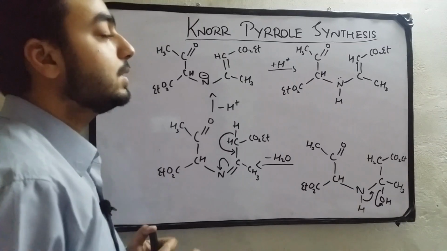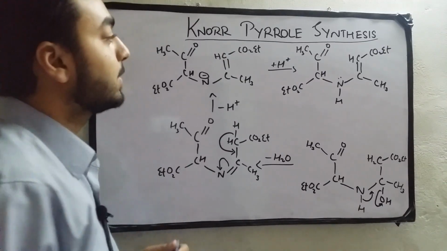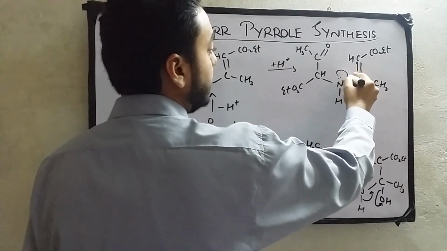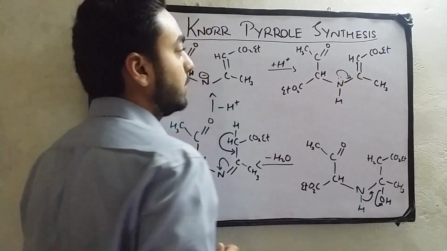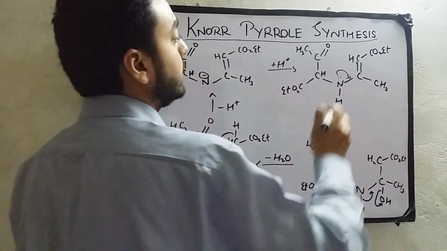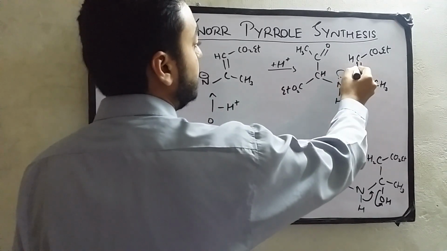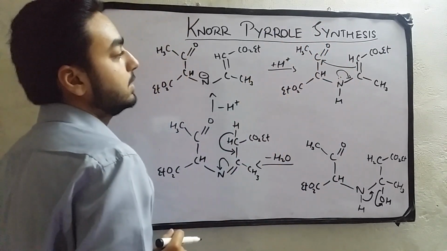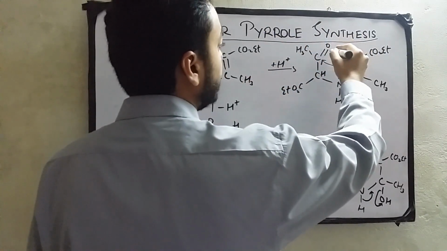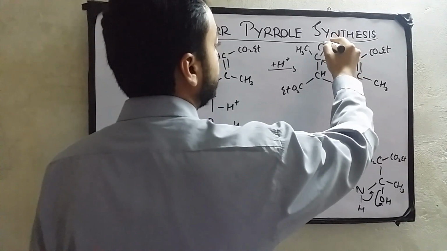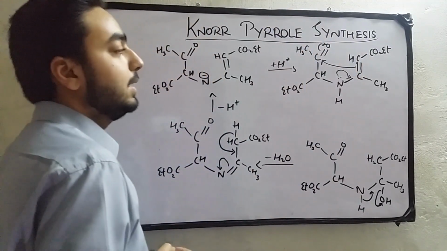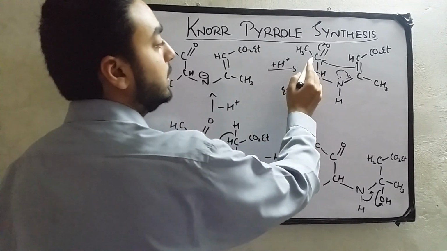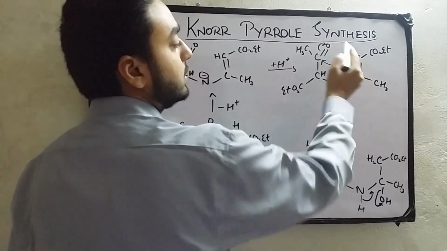Now, here is a very interesting step. This lone pair will attack here, okay? As a result of which, this bond or this pi bond will attack on this carbon, as a result of which this bond will break and shift on this oxygen. In other words, we can say that a bond will be established between this carbon and this carbon, okay?